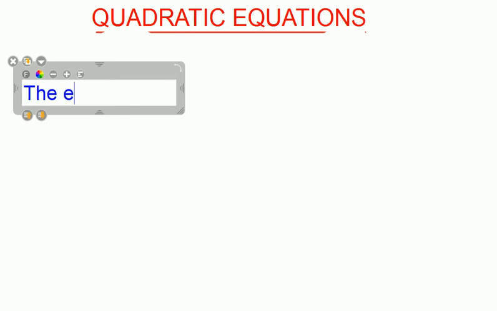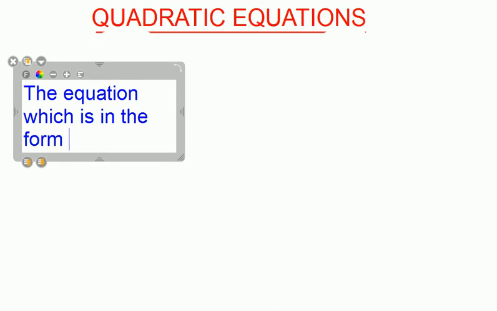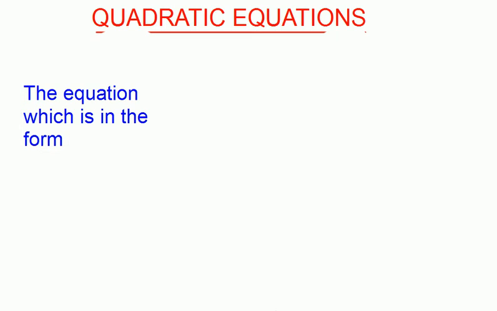The equation which is in the form of ax square plus bx plus c is equal to 0. It should be in the form of ax square plus bx plus c is equal to 0. Such type of equation is called a quadratic equation. Here x is the variable of this quadratic equation.